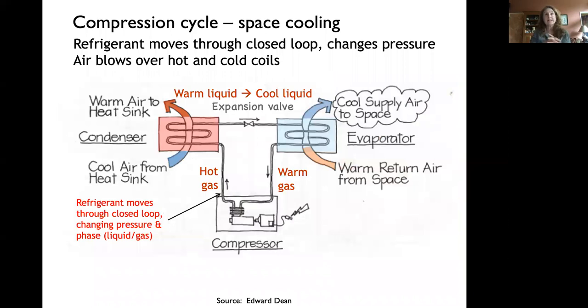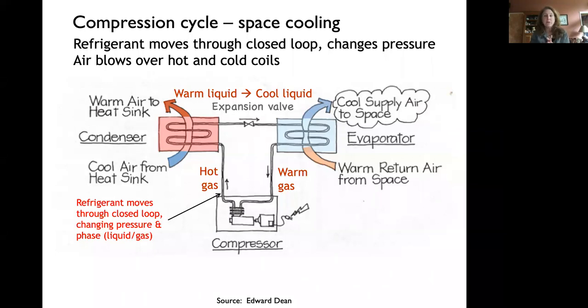All right, so let's take a look at this. The compression cycle, an air conditioner, the basic thing that's happening is within that closed cycle, you've got a refrigerant that's moving around in the closed loop, and it's going to change pressure. There's going to be a high pressure and a low pressure side, and that's going to be associated with a high temperature and a low temperature side. So that's the main thing from this first diagram, and then I'm going to go to an expansion of it.